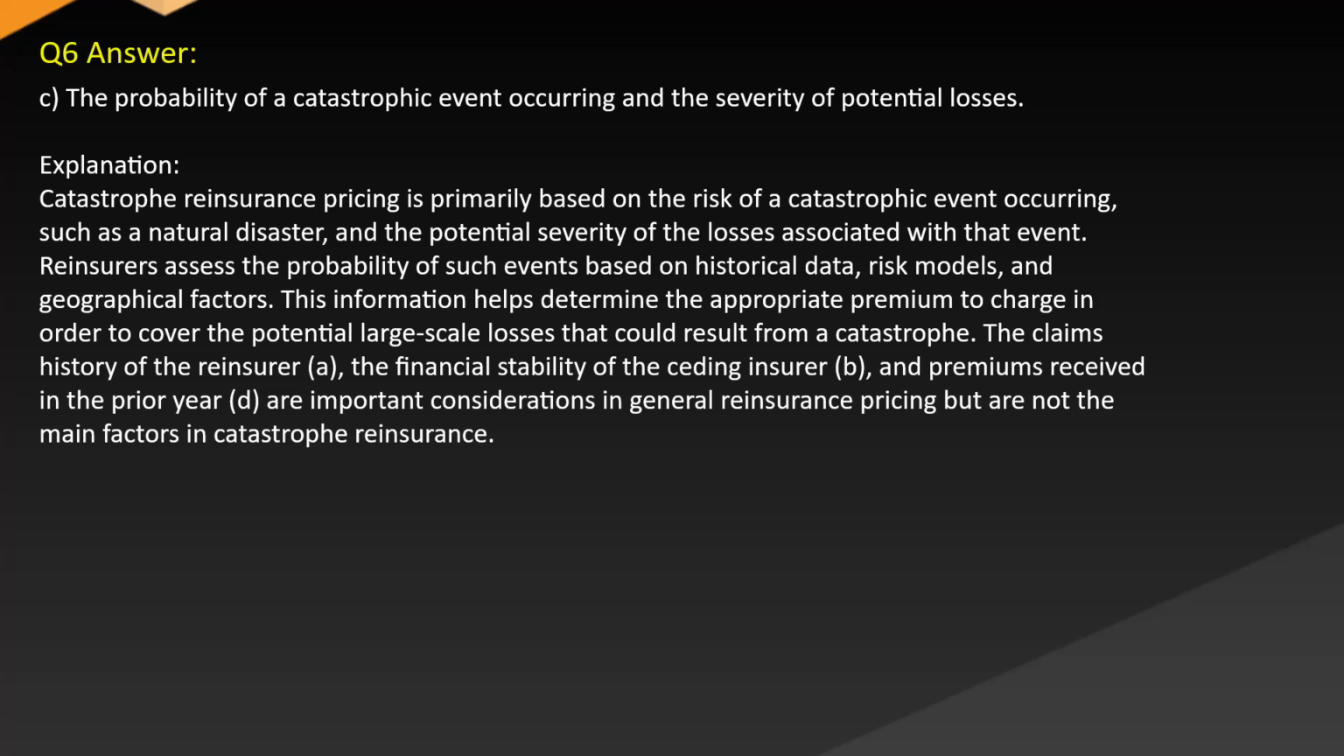The claims history of the reinsurer (A), the financial stability of the ceding insurer (B), and premiums received in the prior year (D) are important considerations in general reinsurance pricing, but are not the main factors in catastrophe reinsurance.